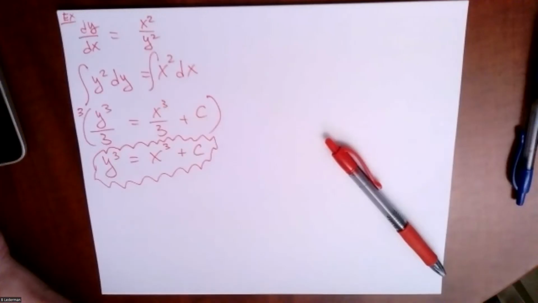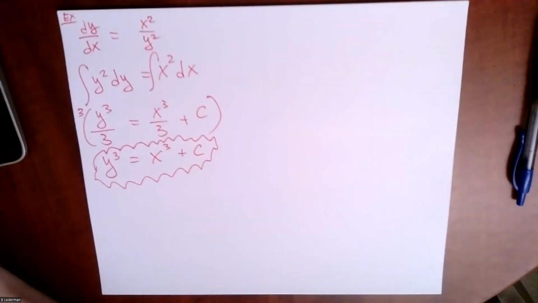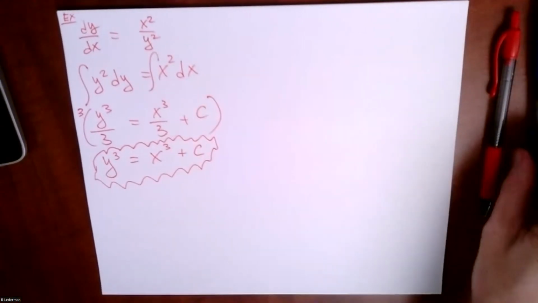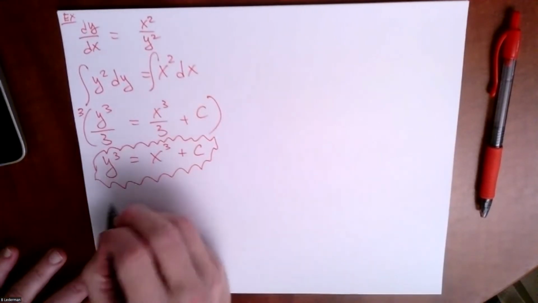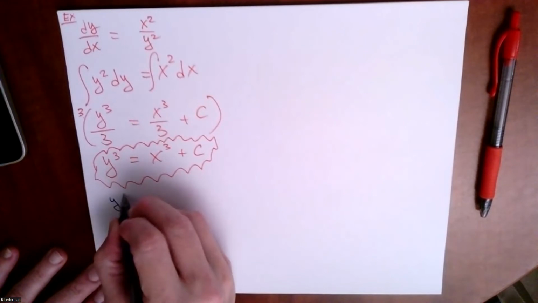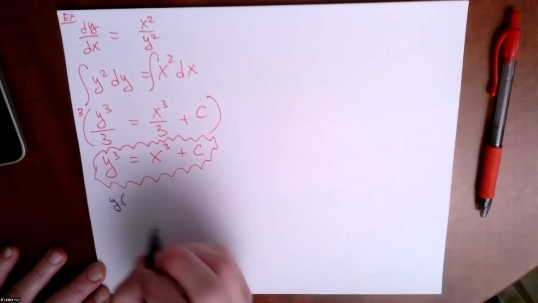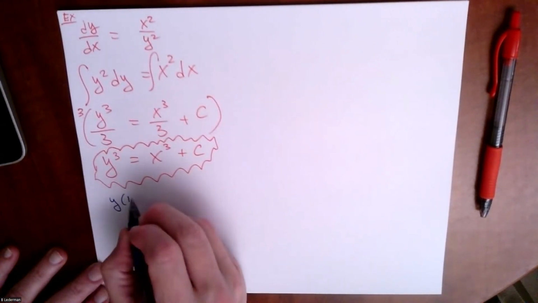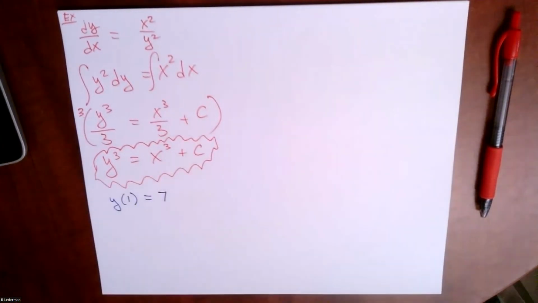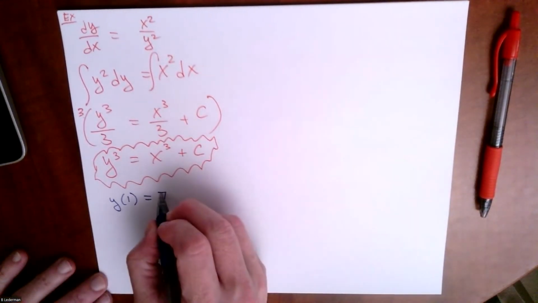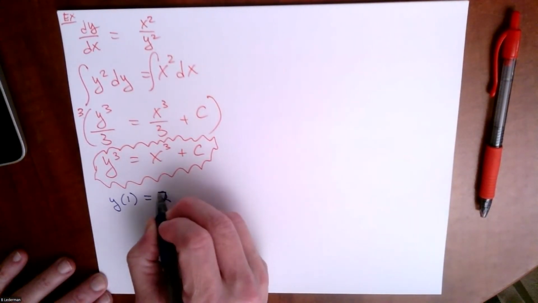And let's take this and turn it into an IVP. So suppose I have the same problem, but I want it to pass through the point where y of 1 is equal to 2. My bad, y of 1 equals 2.